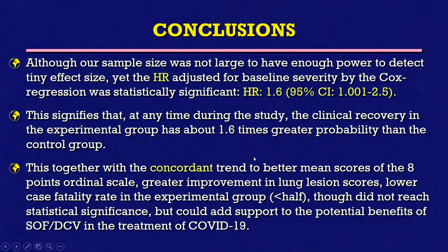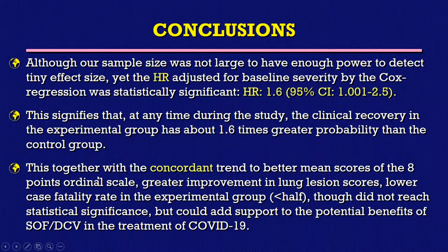In conclusion, although our sample size was not large enough to have power to detect tiny effect size, yet the hazard ratio adjusted for baseline severity by Cox regression was statistically significant, 1.6. This signifies that at any time point during the study, the clinical recovery in the experimental group has about 1.6 times greater probability than the control group.